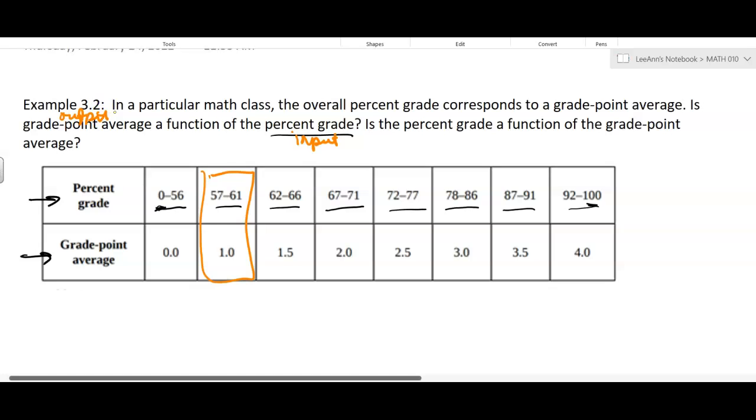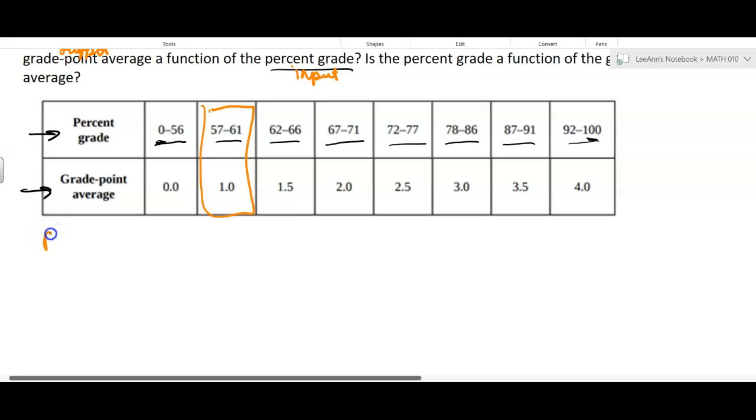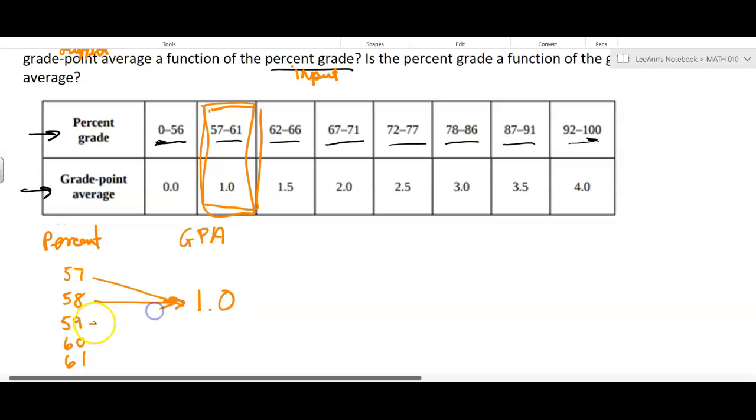So I said, well, let's look at one little box here. So input is the percent grade, and GPA, I'll just put GPA for the output. Okay, so for this little square I have, you have 57, 58, 59, 60, and 61. They're all mapping to 1, right? 1.0, I'll put 1.0. So your mapping looks like this. So is that a function? Yeah, that's a function.